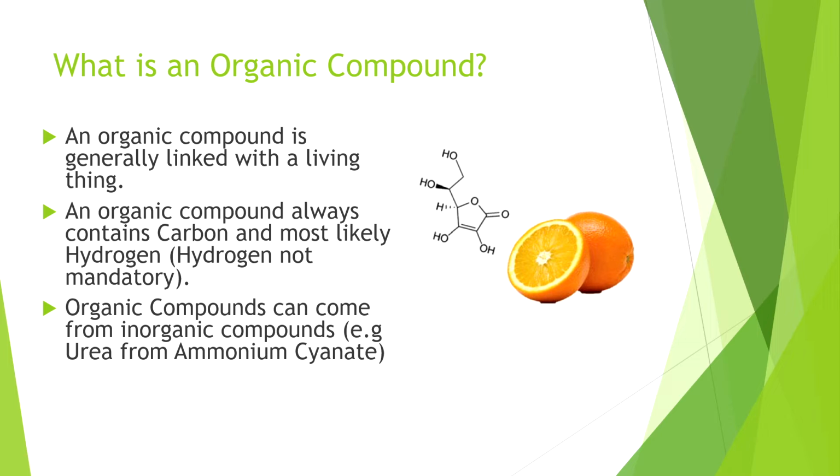An organic compound must contain carbon, and most often it also contains hydrogen, but hydrogen is not mandatory, unlike carbon. Organic compounds can come from inorganic compounds, for instance, urea from ammonium cyanate. Now it is important to note here that not all carbon-containing compounds are organic, ammonium cyanate being one of them. Ammonium cyanate has the molecular formula of NH4OCN. We can see that it contains carbon here, but this is inorganic.